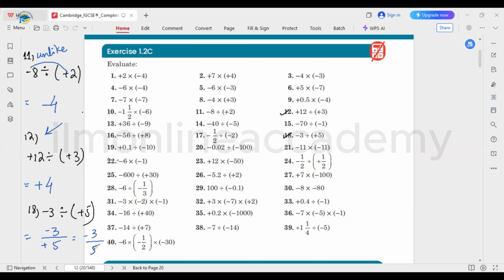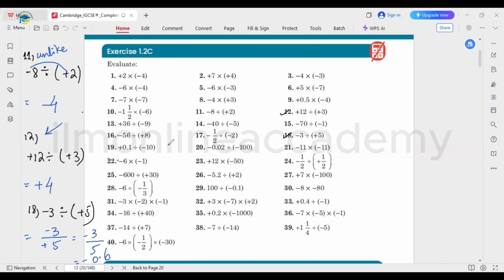Or even you can change it into the decimal part as well. But right now I'm just showing you how we can change it according to the fractional part. So this will be basically -0.6. You can convert it into a decimal number as well. Otherwise, if you show it as a fraction, that is also fine.